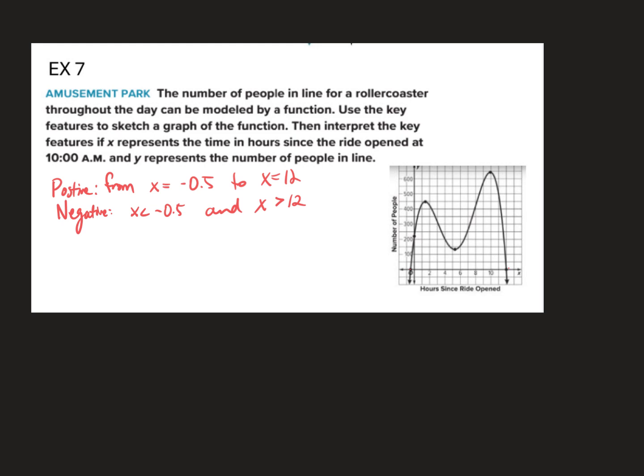It's increasing for x less than 1.4. So yes, as you look at that, from here to here it's increasing. So increasing, x is less than 1.4. Let me write that. These are the places where it's increasing: x is less than 1.4. And where else is it increasing? It's increasing here. So that would be between x equals 5.3 and 9.9.